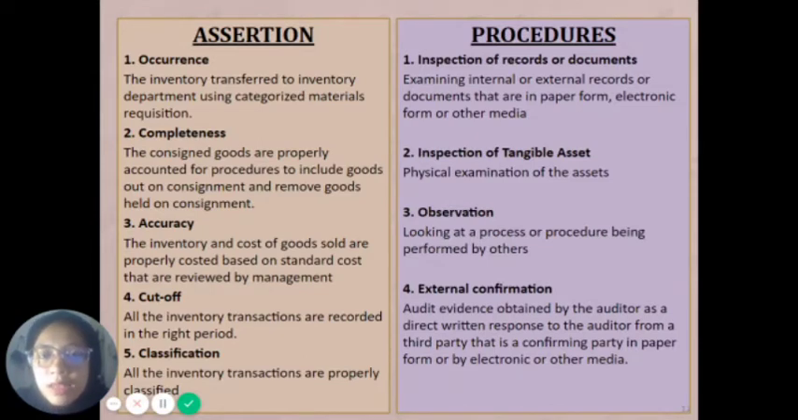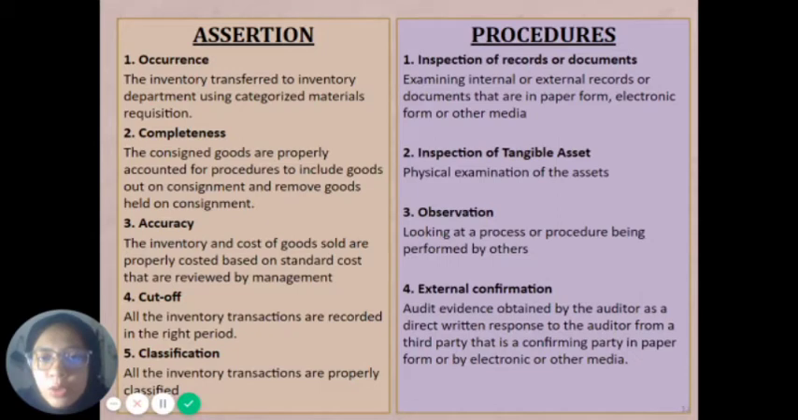For example, in the case of Fine Jewelry Incorporated, the management immediately knows how to value a customer order. You can take a look at the case. Next is cut-off, where all the inventory transactions are recorded in the right period. And the fifth one is classification, where all the inventory transactions are properly classified.